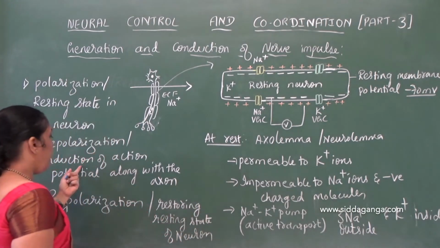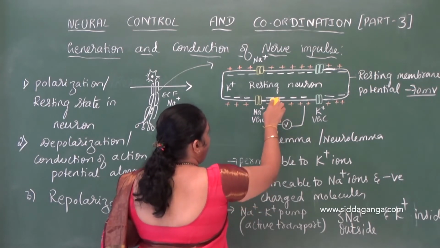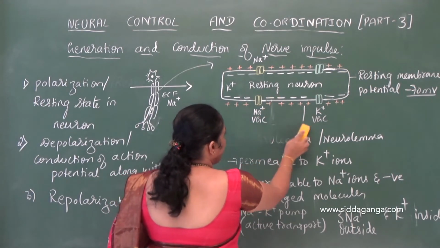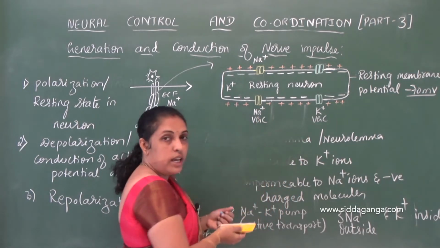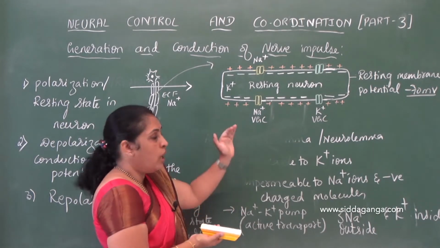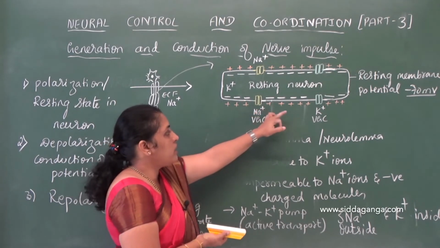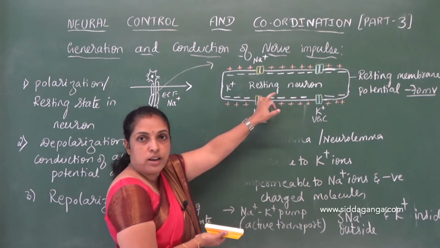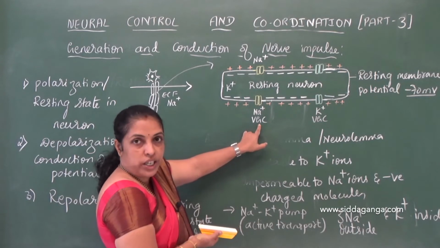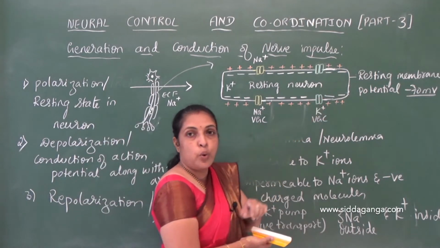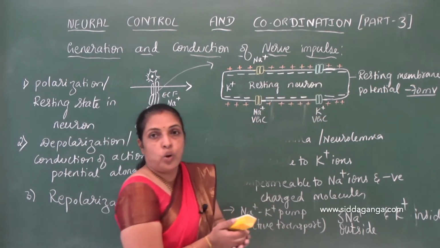Next, depolarization. These neurons also have voltage gated channels. Voltage gated channels means they are going to open when a potential difference is seen across the membrane. These voltage gated channels will be closed when neurons are at rest. There are 2 voltage gated channels, one the sodium voltage gated channel, another the potassium voltage gated channel. These 2 are also closed when neurons are at rest.